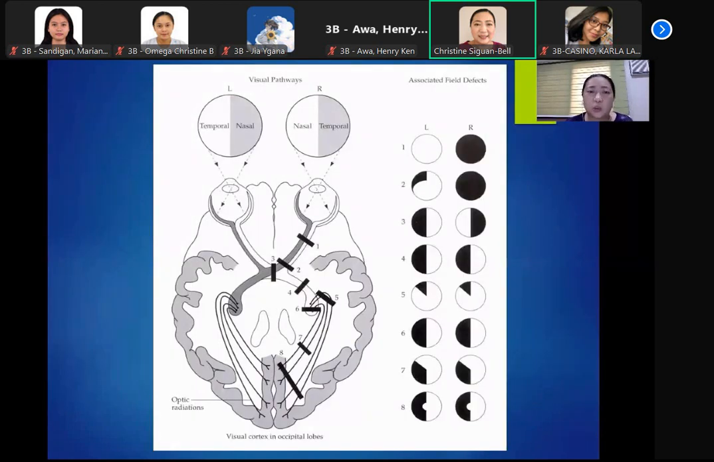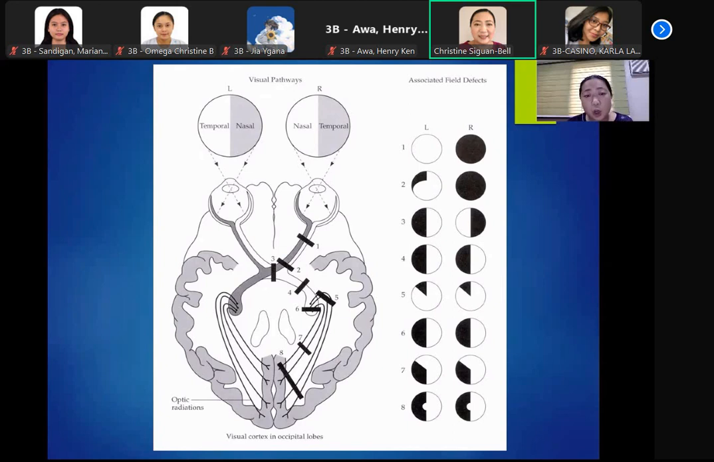So in relation to the visual pathway, there are associated visual field defects. Number one is if there is a lesion in your optic nerve, then there is an absolute defect in your right eye. Number two is if there is a lesion in your optic nerve, but very close to the optic chiasm, so there is a complete defect in your right eye with some defects already on the left eye.